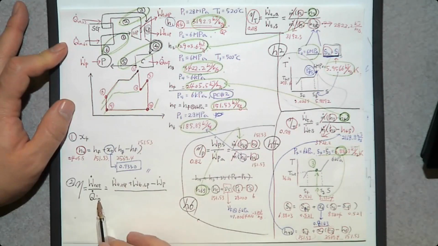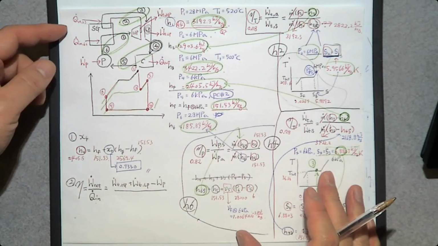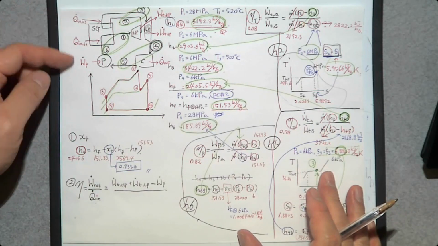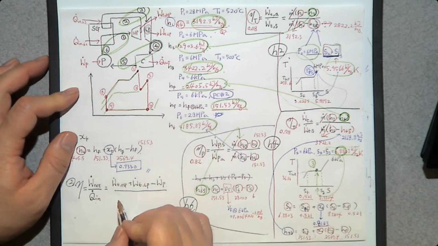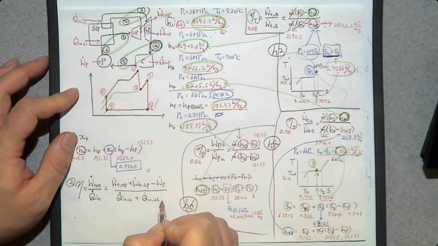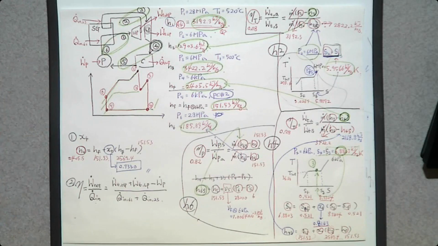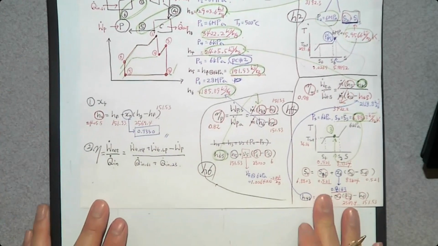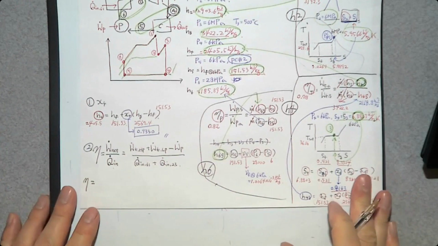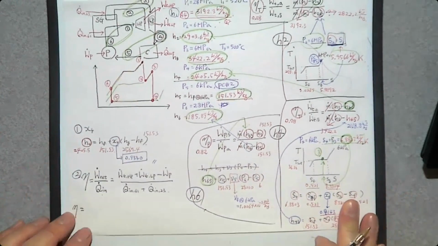divided by how much heat transfers into the Rankine cycle. One between 6 and 1, the other between 2 and 3, these two. So Q dot in between 6 and 1 plus Q dot in between 2 and 3. Then, can you solve it? Yeah.